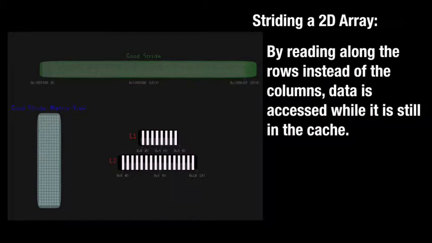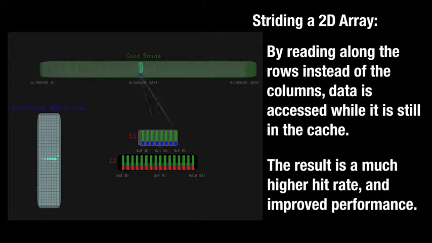By reading along the rows instead of the columns, data is accessed while it's still in the cache. The result is a much higher hit rate and improved performance.